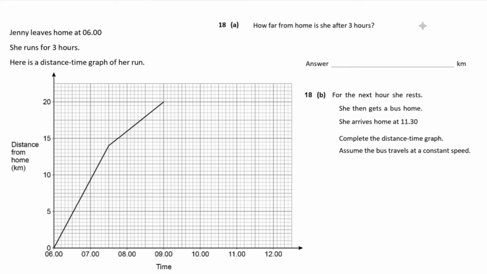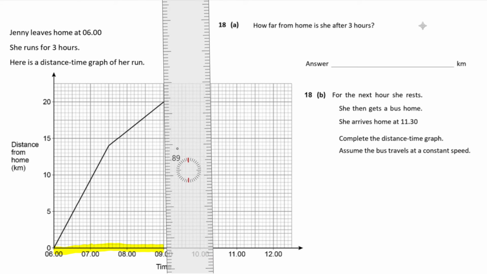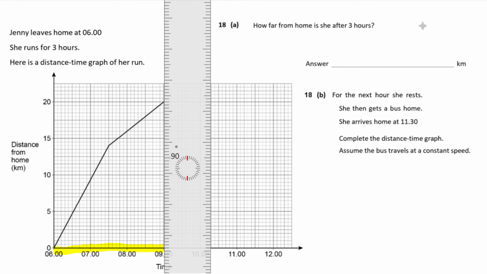So where's 3 hours on the dial here? So I've got from 6 to 7 would be 1 hour, to 8 to 9 it'd be 3 hours, wouldn't it? So at 9 o'clock then, she's up here. Let's just draw that on.